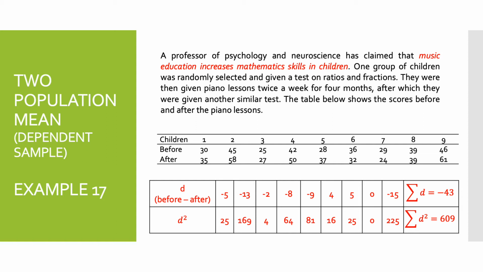You also can do after minus before. There is no restriction. You can make before minus after or after minus before, and then calculate the summation of D. So for this example, we get negative 43. Summation of D square equals to 609.